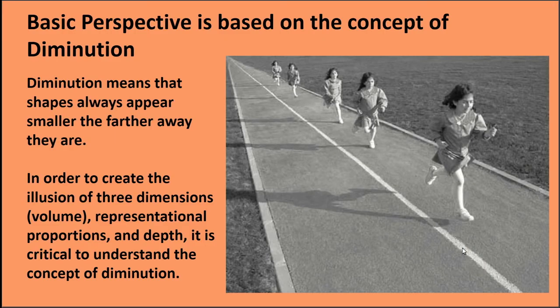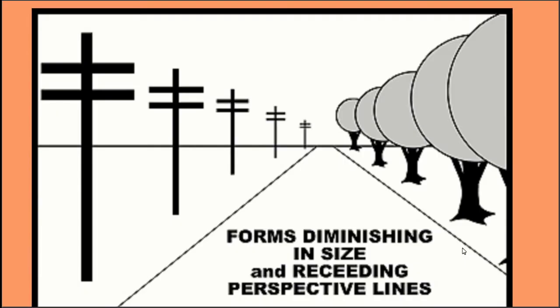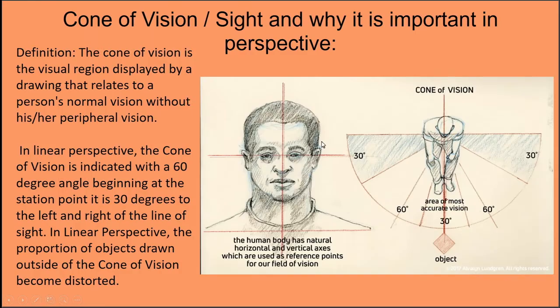Basic perspective concepts are based on the idea of diminution, and what that means is that shapes always appear smaller the further away they are from you, the viewer. So in order to create illusions of three-dimensional reality and volume, representational proportions and depth, it's critical to understand this concept. Here you can see obviously the trees getting smaller as they go back in space, and the telephone poles also getting smaller as they go back in space.